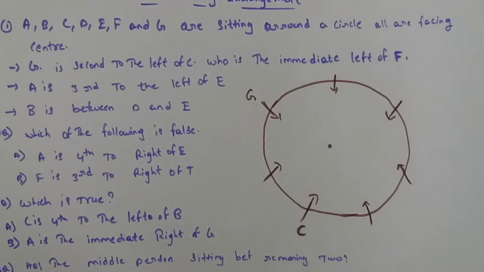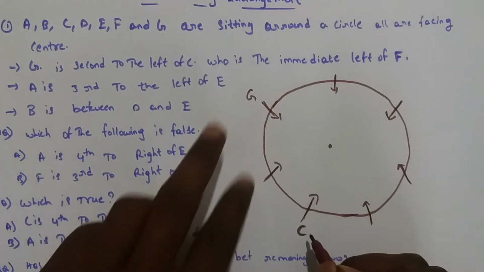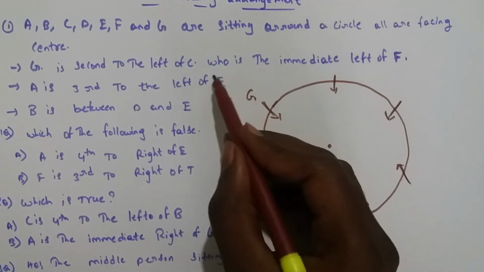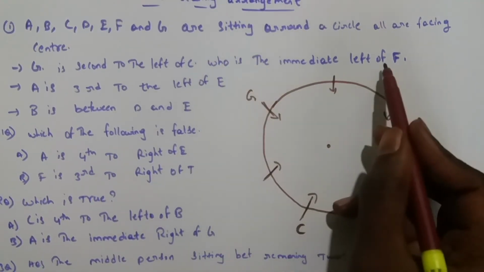Then who is the immediate left of F? Then C is the immediate left of F. Here C is the immediate left of F, given clearly.